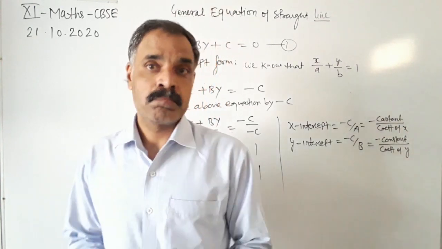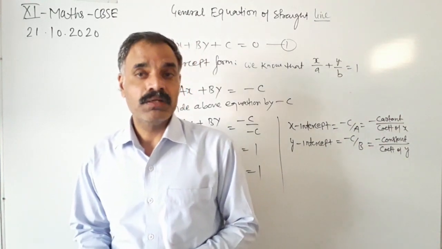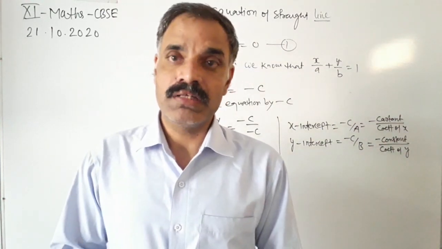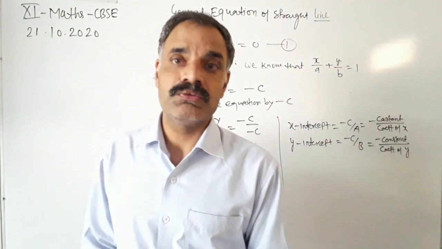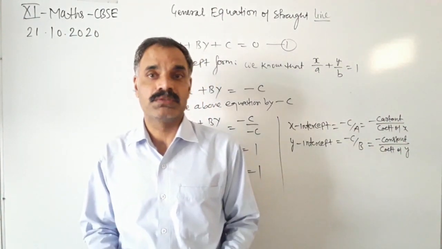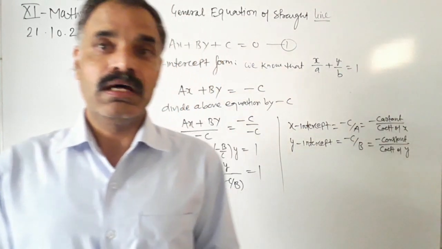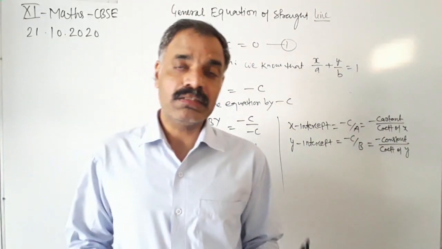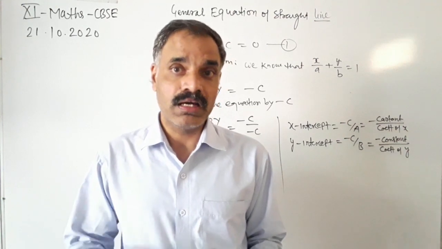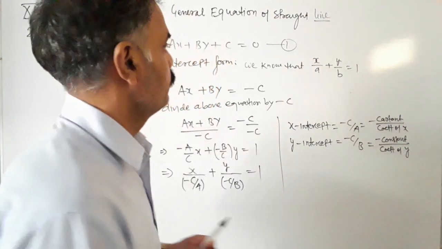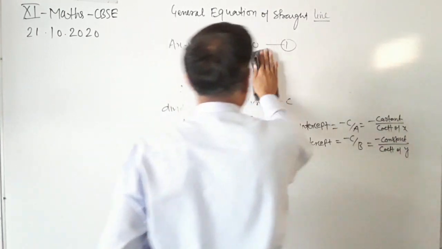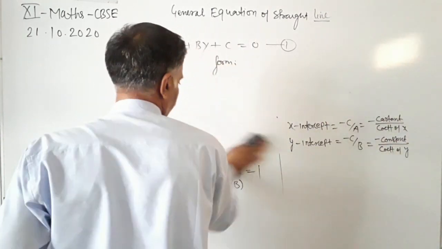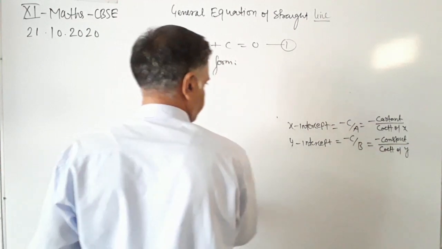Okay, students, today we are discussing the general equation of the line and its conversion into different forms. Now we will convert this general equation of the line into normal form, the normal form of the equation of the line.